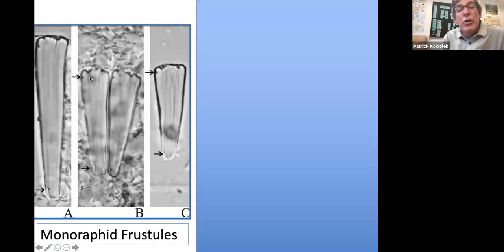So one of the ways you could get at this was that you can see these terminal nodules quite distinctly in girdle view. So here we could see a frustule, and we can see the terminal nodules on one valve, but not on the other. So it supported the idea that this was a monoraphid diatom.